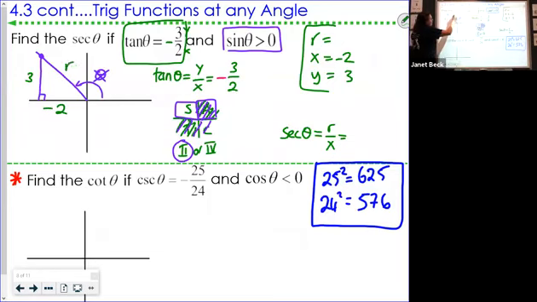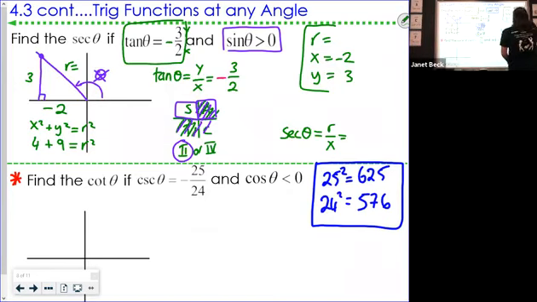So how am I going to find that r? Just use Pythagoras. X squared plus y squared equals r squared. X squared would be negative 2 times negative 2 is positive 4. Y squared, 3 times 3 is 9. So that gives me my radius squared. My radius squared is 13. So my radius is the square root of 13.